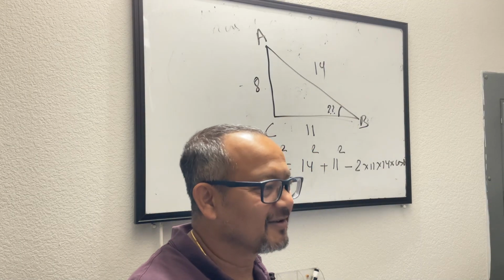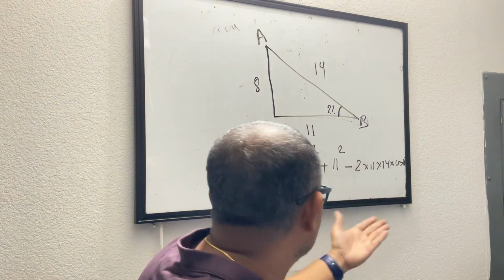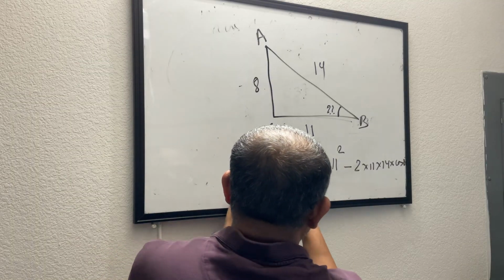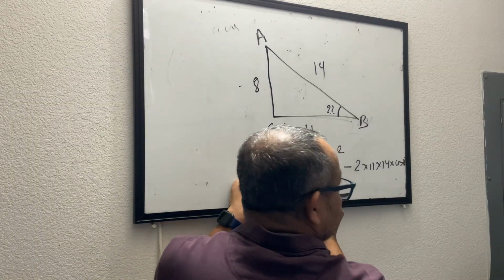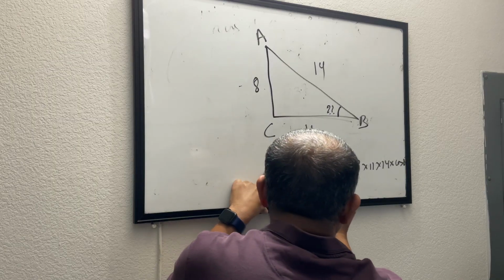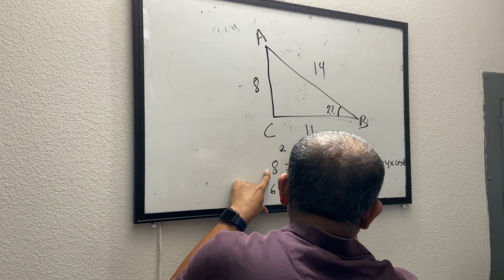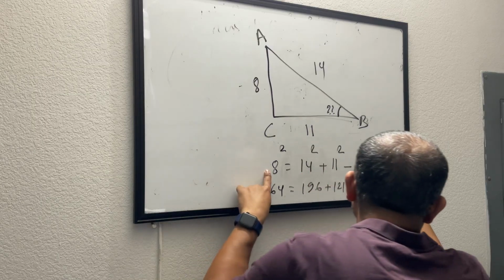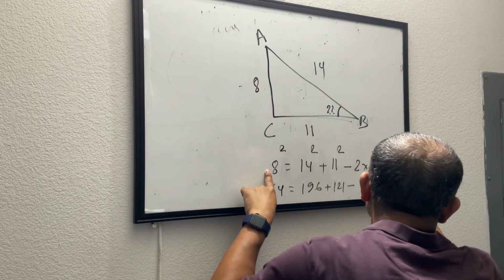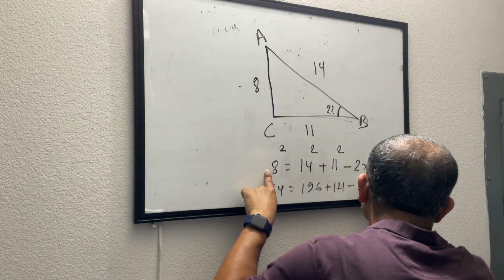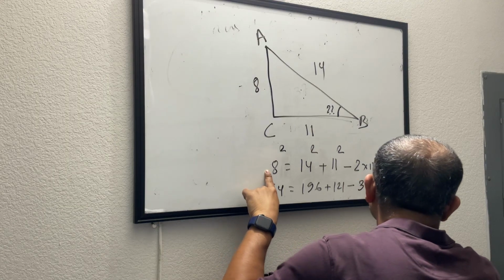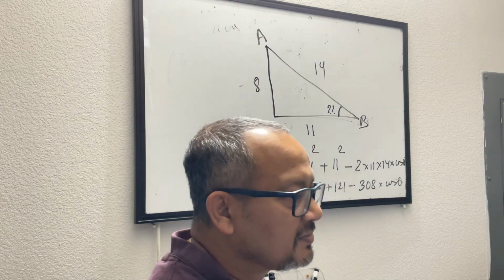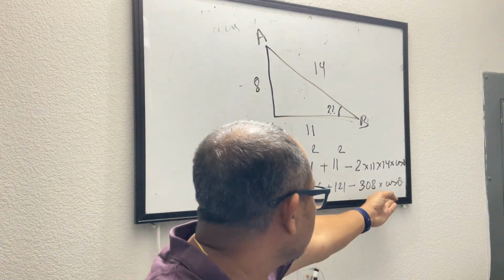Oh, so you just divide by all of that stuff? No, not divide by, I'm just calculating. 64, this is 14 squared, I think 196. 11 squared is 121. Minus 2 times 11 is 22 times 14. 22 times 14 is 308 times cos of theta. And then you just get all of the other stuff to the other side. Yeah. So you get cos of theta from here.